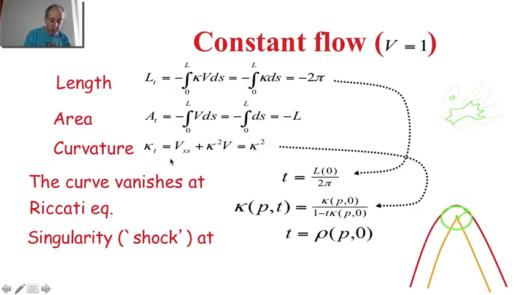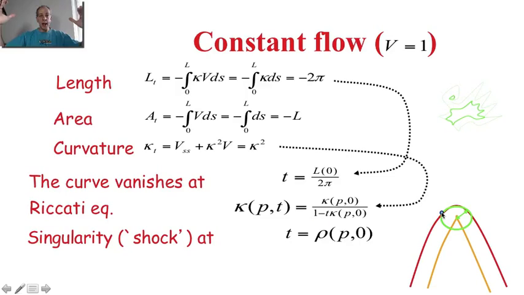Now you can solve this equation of derivative of curvature according to time equal curvature squared. You solve it and you get this equation. And look what happens here. Basically, the curvature blows. It becomes infinity when t is 1 over the curvature at the original curve.